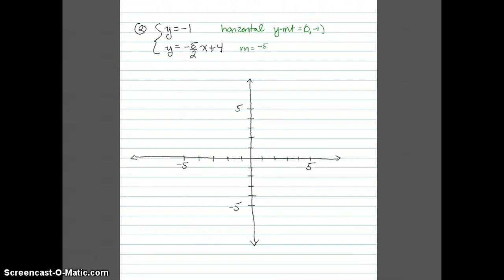And for the second line, my slope is -5/2, which again means down 5, 2 to the right, and my y-intercept is 4. All right, starting with the first line, the horizontal line, I'm going to plot a point at 0, -1, and then just draw that horizontal line passing right through that point. Remember, for a horizontal line, the slope is 0.